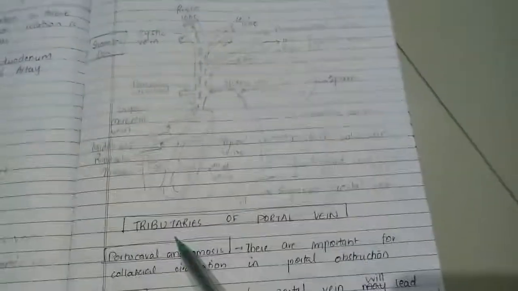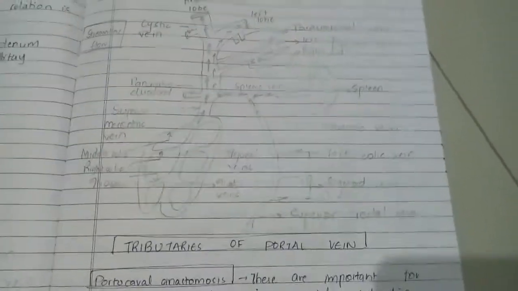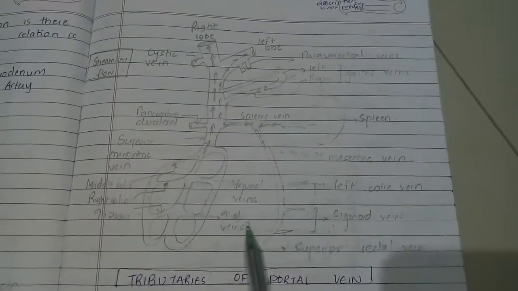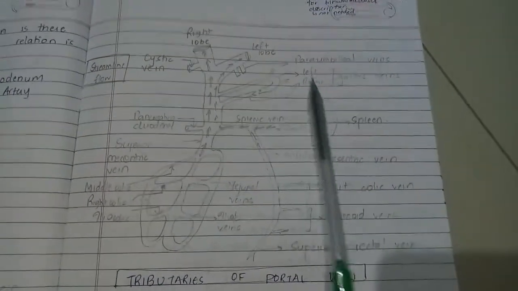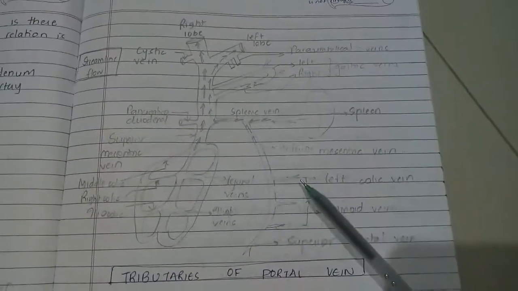Okay, now for a 3-mark question, I won't prefer to write the names of tributaries, because the paper checkers always prefer more diagrams, because they always want a neat diagram. So I won't be writing much about the tributaries of portal vein. Rather than that, I'll be drawing all the tributaries in a single diagram. You can see here, I've drawn a diagram here.